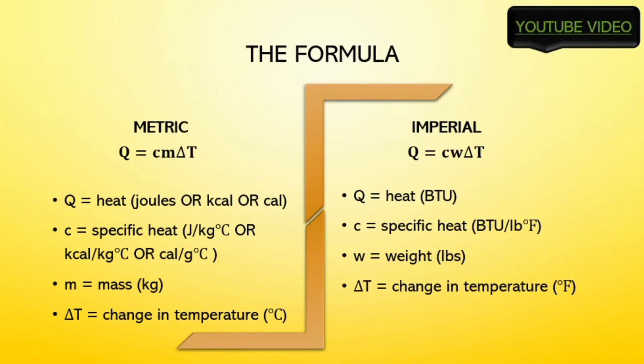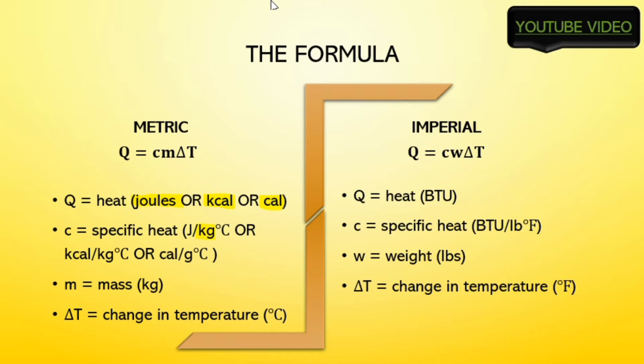Now, I'll usually use Cm delta T for both metric and imperial because I'm just like, whatevs. Okay, same, mass, weight. All right, notice we have many versions of how we can calculate it in metric. We can use joules or kilocalories or calories for heat. And if you are calculating for joules, notice that your mass must be in kilograms.